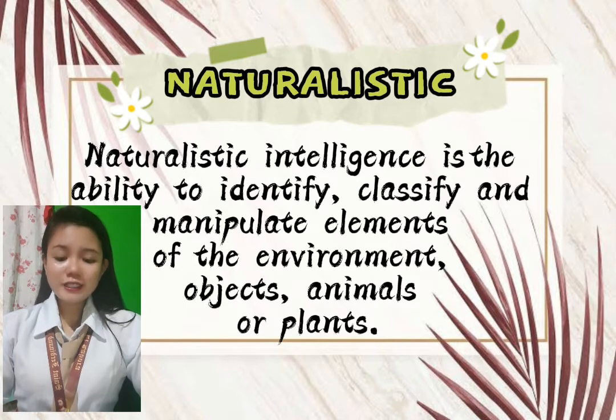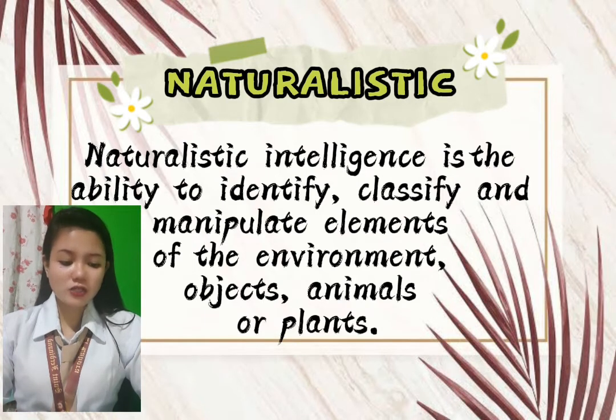Naturalistic intelligence, according to Gardner, is the ability to identify, classify, and manipulate elements of the environment, objects, animals, or plants. They care about the environment and like to be in touch with nature. They are good at identifying fauna and flora, learning through classifications, categories, and hierarchies. The naturalist intelligence picks up on subtle differences in meaning. It is not simply the study of nature. It can be used in all areas of study.